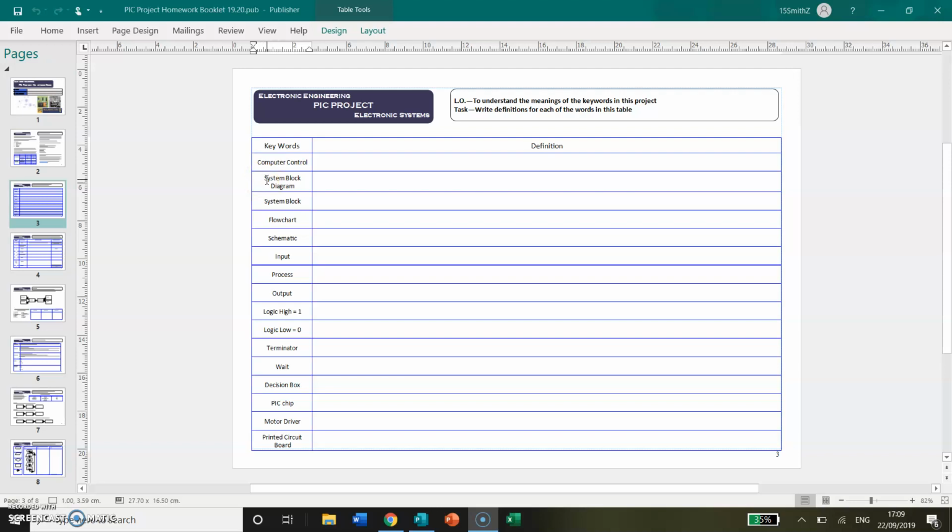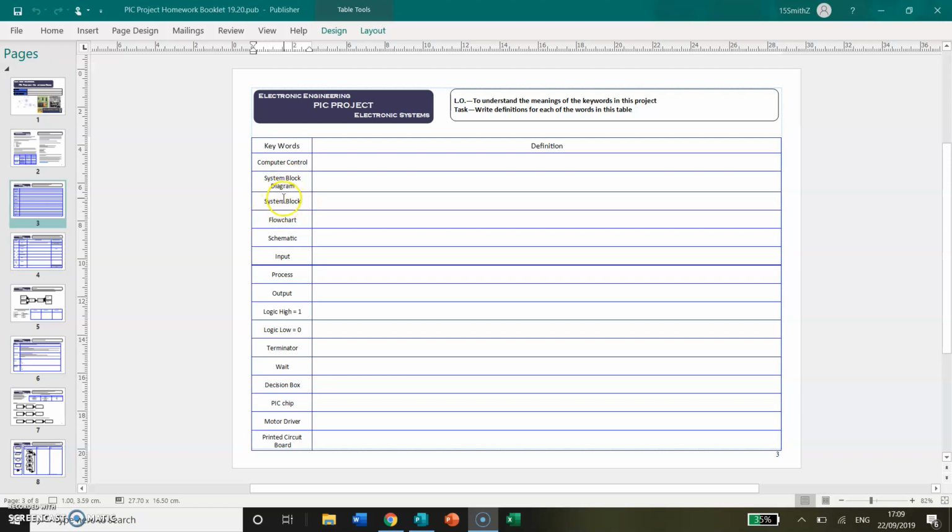System block diagram. This is a simple schematic which shows each of the stages within your main system. It's done as literally commands written inside of boxes with arrows going between them, and it literally says, I want this to happen as my input, I want this to happen in the process, and then I want this to happen in the output. It doesn't go into any detail of how it's going to achieve it. It just literally says, here is an overview of the entire system.